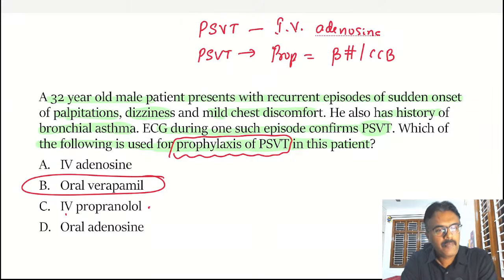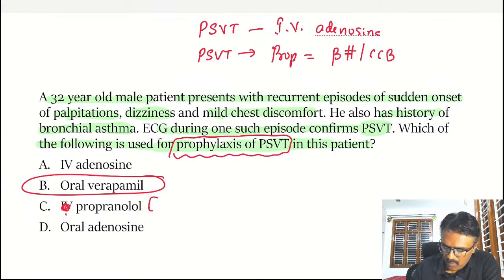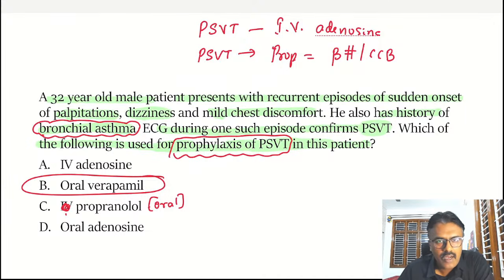He knows where you make mistakes, so don't make the mistake. Now suppose instead of IV propranolol, they would have given oral propranolol. Will you choose this answer? No, because the patient is also having asthma. And if the patient is having asthma, I don't want to give a non-selective beta blocker. So the safest option will be verapamil.